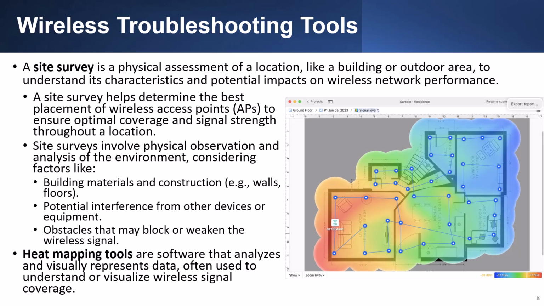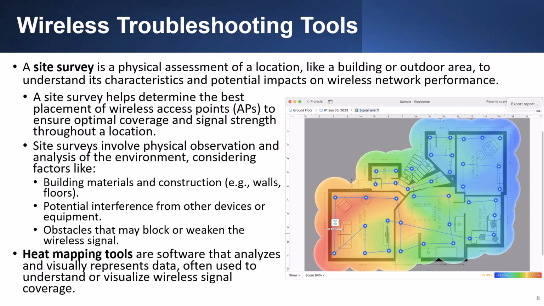A site survey is a physical assessment of a location, like a building or outdoor area, to understand its characteristics and potential impacts on wireless network performance. A site survey helps determine the best placement of wireless access points, or APs, to ensure optimum coverage and signal strength throughout the location.